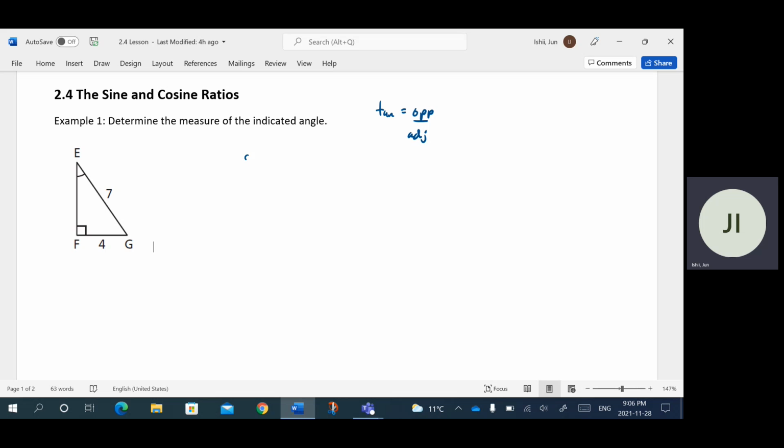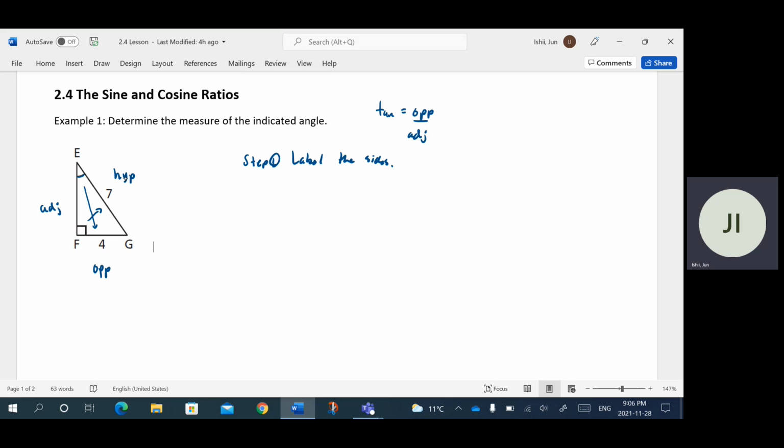Our steps are still the same. The first step is to label the sides of this right triangle. For the right angle, across from it is always the hypotenuse, so I'm just going to write HYP for short. Since we're working with angle E here, 4 is your opposite side, and the side next to it is the adjacent side. That's how you label sides.